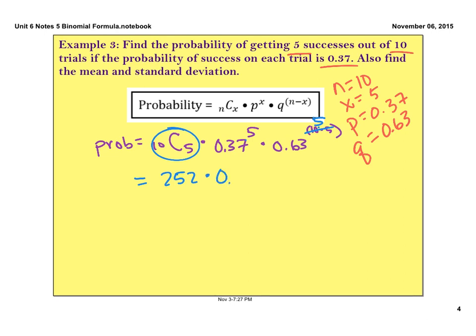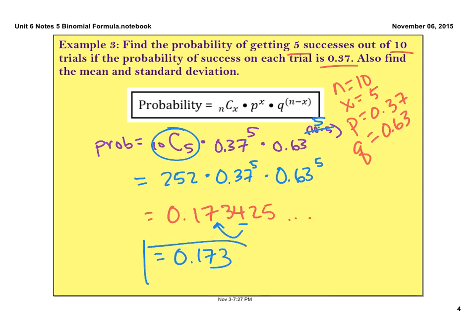Then I have 0.37 raised to the 5th times 0.63, also raised to the 5th, and now I can type it all in. So 252 times 0.37 raised to the 5th, again, make sure you arrow out of that exponent before you keep typing, times 0.63 raised to the 5th again. I get a probability of 0.173425, and it keeps going. I'm going to use the 4 to round the 3, and I have 0.173 for probability there.